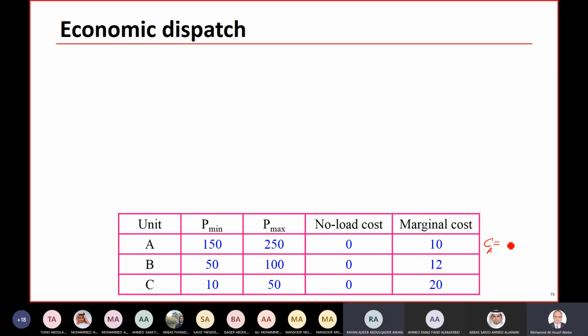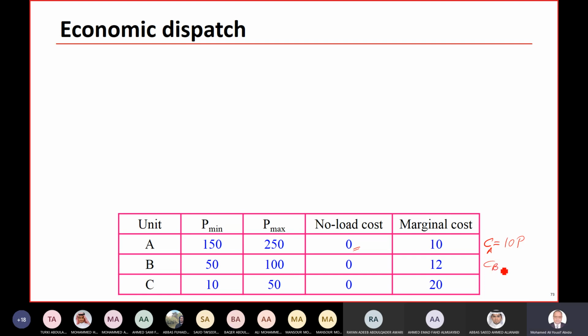It is 10 times B. Exactly, 10 times B. That's all. There is no load cost. And of course, it is not quadratic. It gives you a constant marginal cost, meaning it is linear, and the marginal cost is a derivative. But this is linear, and there is no load cost, so even the absolute term here is 0. No load cost is 0. So this is 0 plus 10B.